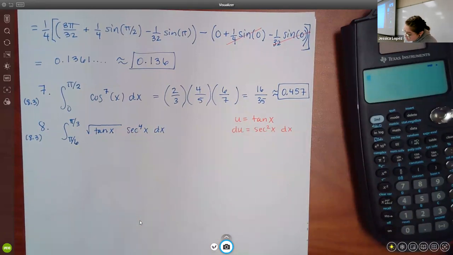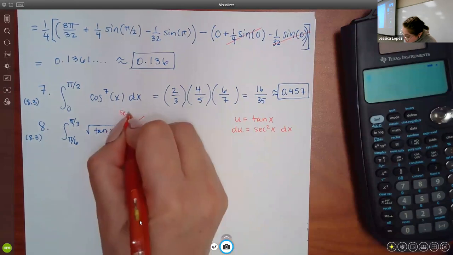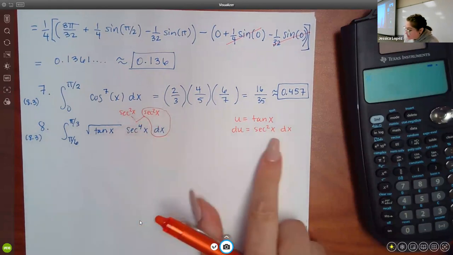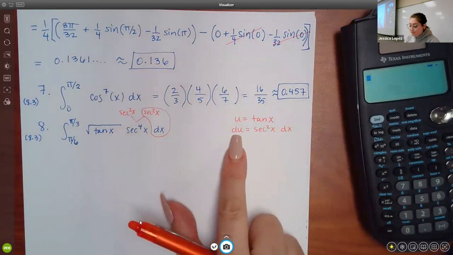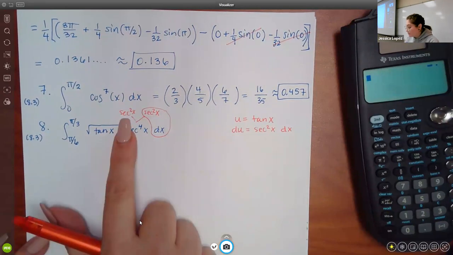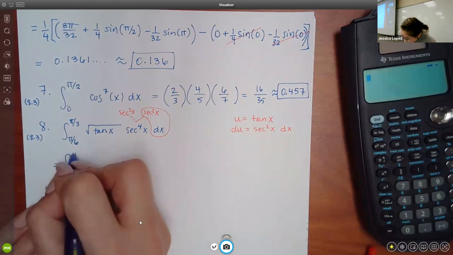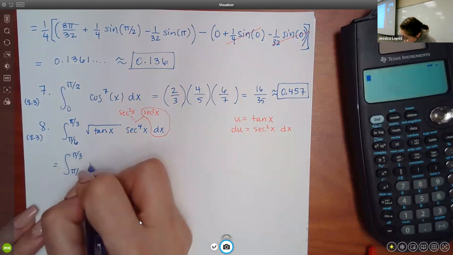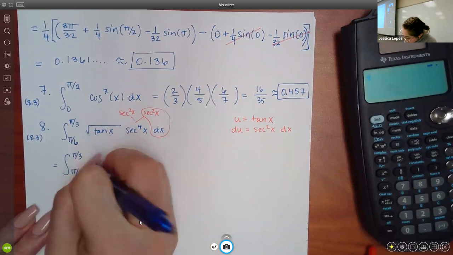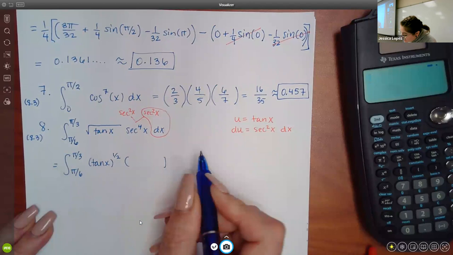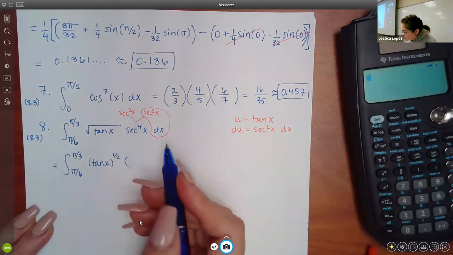So what we'll do is separate this into secant squared x and secant squared x, and we'll keep one of them for the du. So I know what to replace with du. But this other one needs to get converted into tangents so that I can have everything in terms of u, okay? So when I write my next step, that's what I'm gonna do. I keep this guy, and actually I'm gonna write him as tangent to the 1/2 exponent. And this secant squared that I do not have circled is the one that's gonna get converted.